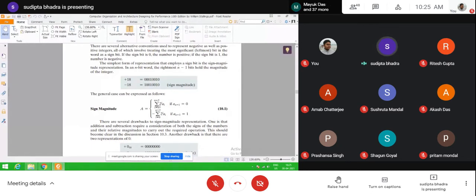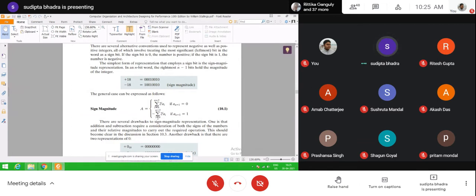So here you see that summation of 2 to the power i a_i from i equal to 0 to n minus 2. And if a_(n-1) equals 0, that means the sign bit is 0. That means it's a positive number, a non-negative number.